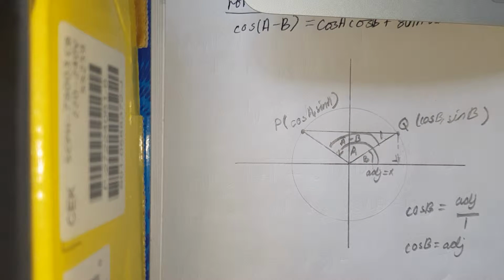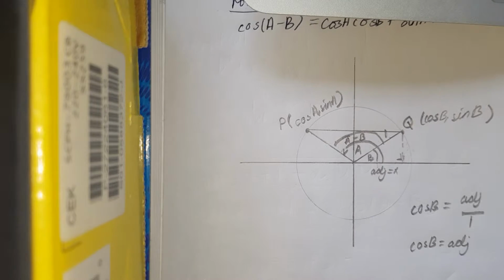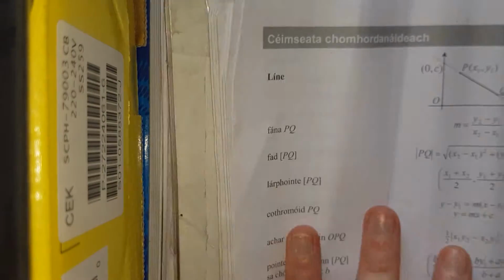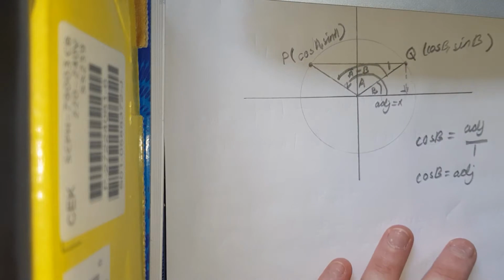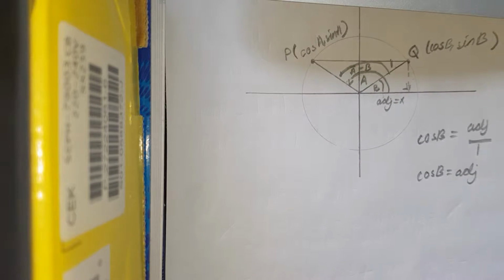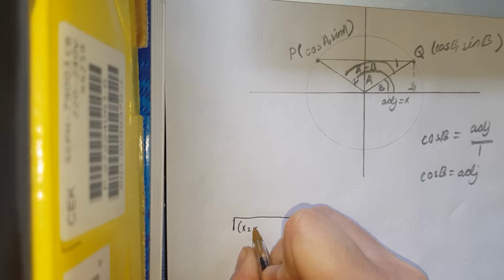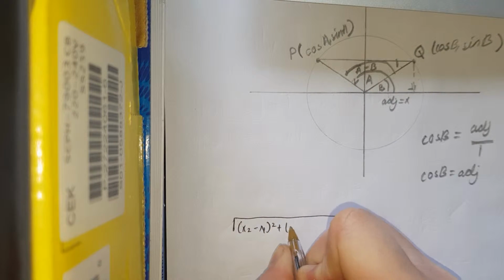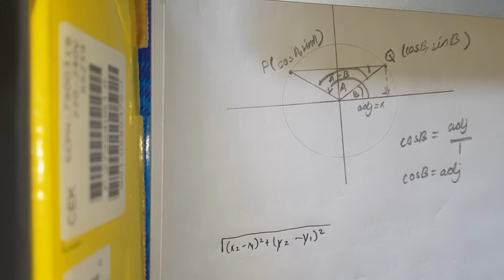The first way that we're going to get the distance from P to Q is using the distance formula from coordinate geometry. The distance formula is found in our log tables. So this is the formula that I'm going to use. It's the square root of x2 minus x1 squared plus y2 minus y1 squared, and that's the distance between 2 points.